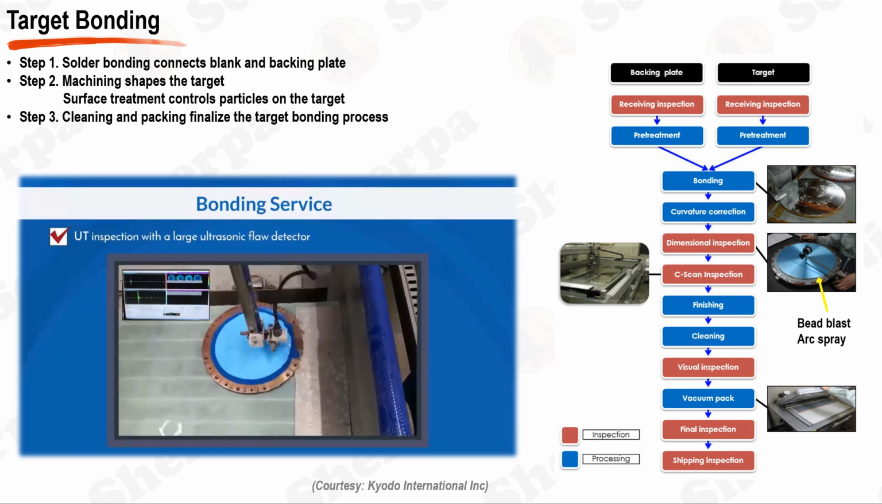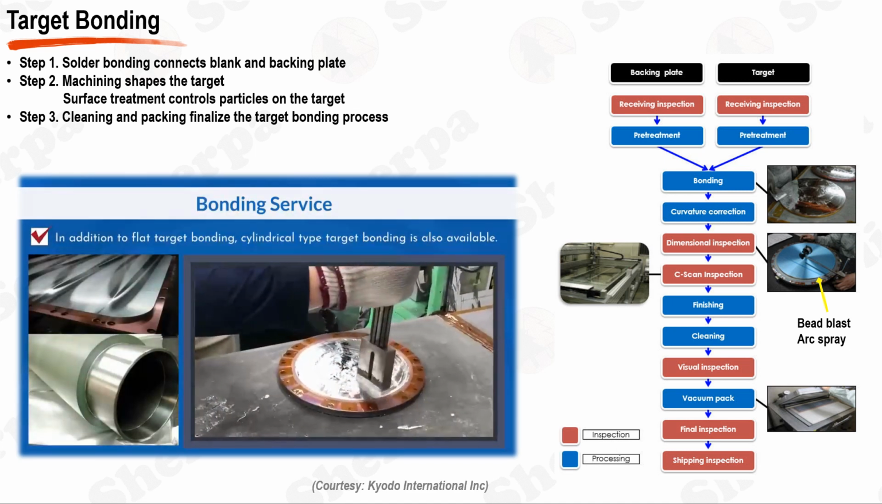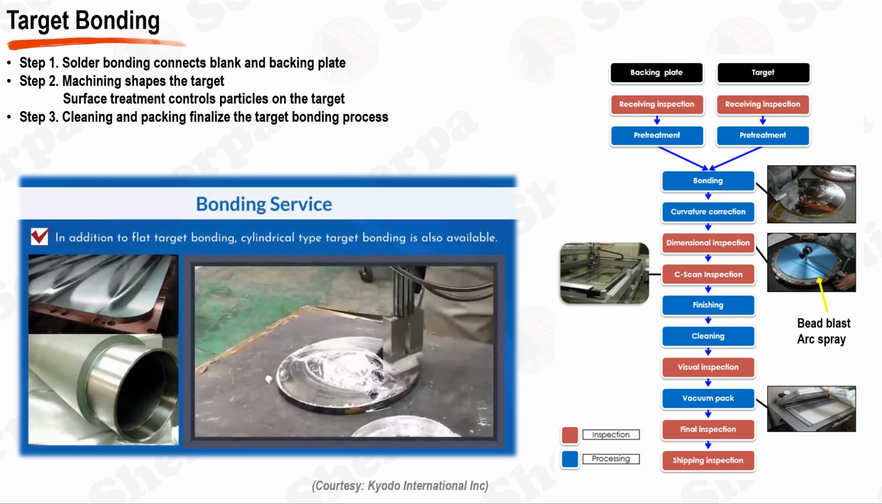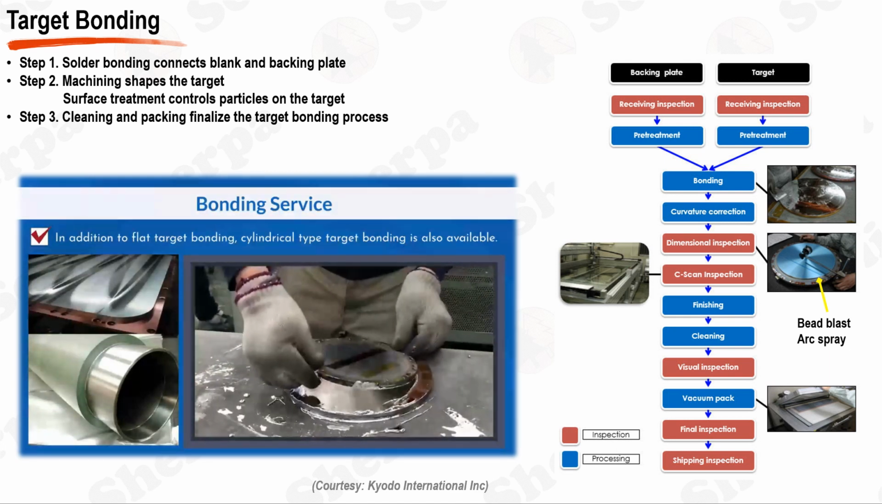Following the bonding process, the next step involves machining the target into the desired shape. This step typically involves techniques such as computer numerical control, CNC, machining and lathe work. A crucial aspect of this phase is the surface treatment of the target, which aims to control the presence of particles, ensuring a clean and smooth target surface.